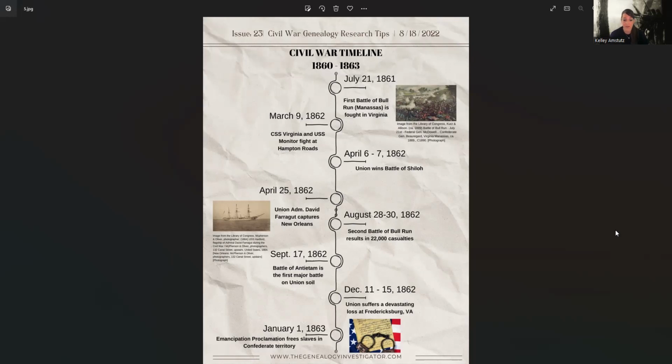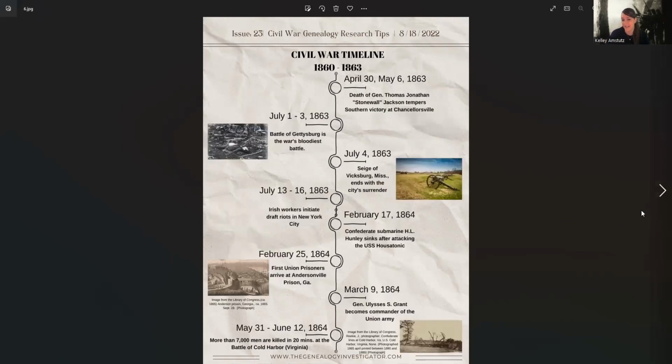A great date. I know I had to share this with my own kids. Emancipation Proclamation, free slaves in Confederate territory, January 1st of 1863. It's always great to share this history knowledge with my kids, because I do notice that there is kind of a lag in what they're learning in school compared to the real world history that was happening. A little bit of a disconnect there.